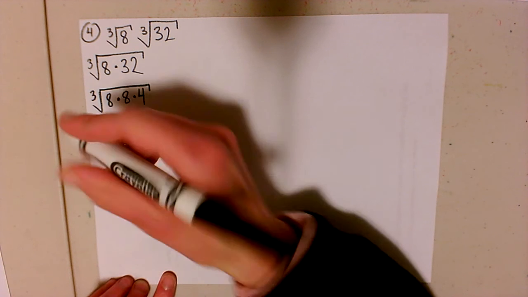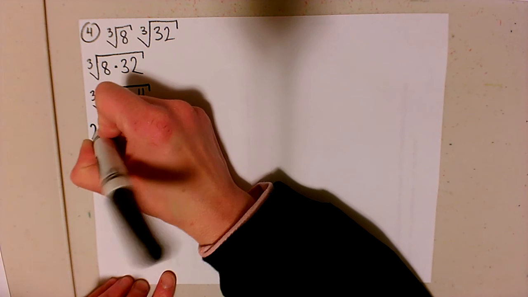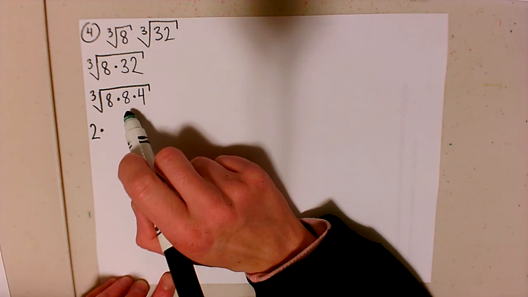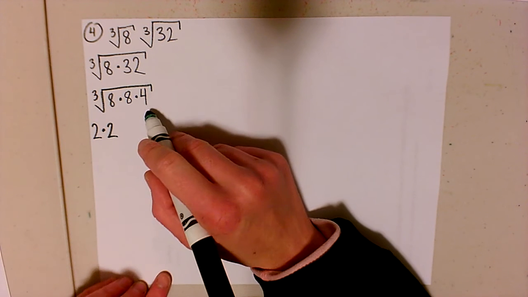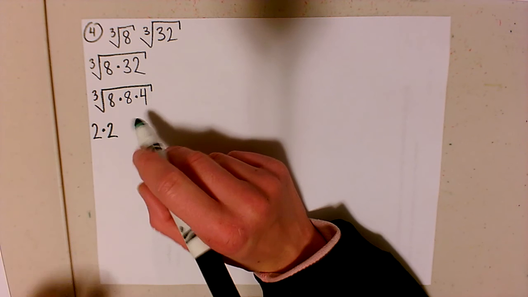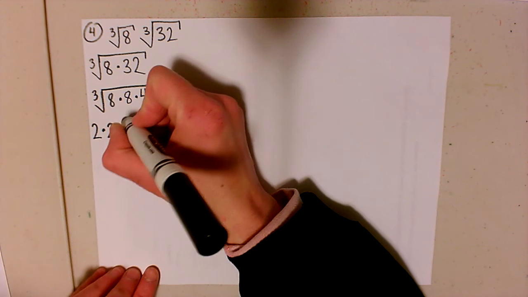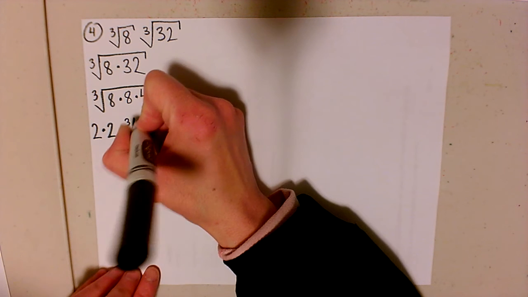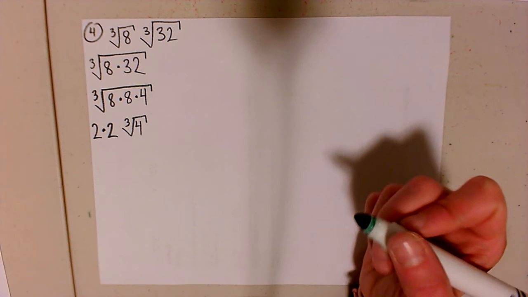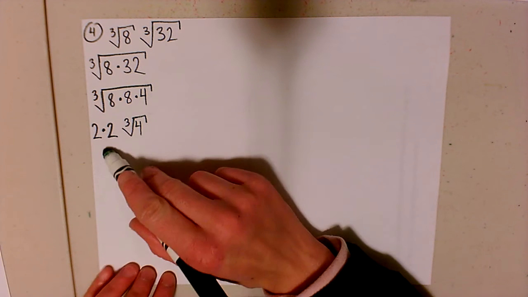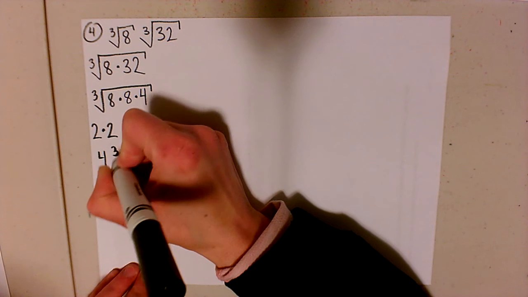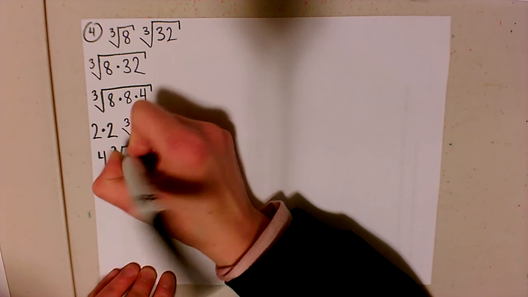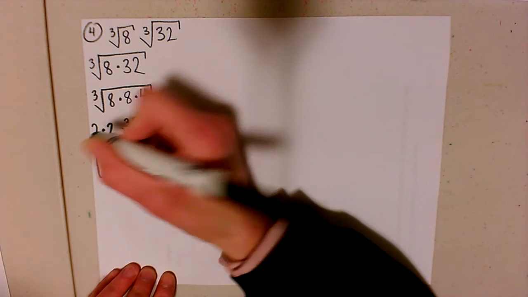So the cube root of my first 8 is 2, so I can pull that out. The cube root of my next 8 is also 2, so I can pull that out. And then the cube root of 4, well, 4 doesn't have any perfect cubes in it, so we can't do anything with that. So that's as far as we can go. So we'll leave that on the inside. Then we can multiply the 2 times 2 on the outside, and we get 4. So I have 4 times the cube root of 4. And we're all set.